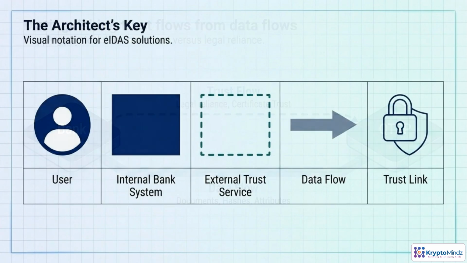It helps to think in a small set of building blocks. You always start with the user, interacting through some bank system or channel. Anything the bank fully controls is modeled as an internal system. Anything regulated, specialized, or easily replaceable tends to be an external trust service. Between components, you draw data flows, and for anything security relevant, you highlight the trust link that makes those flows both legally and technically reliable.